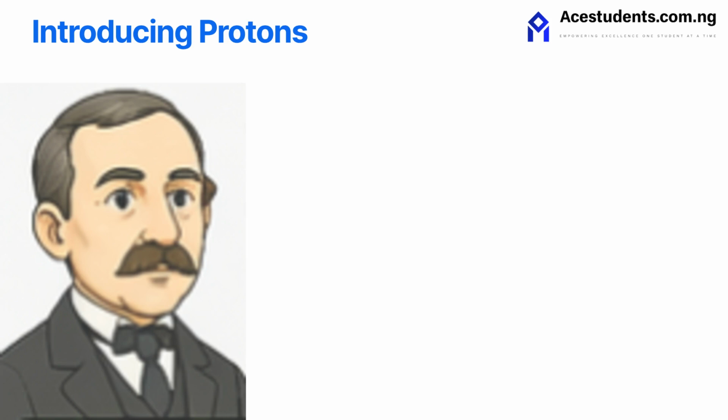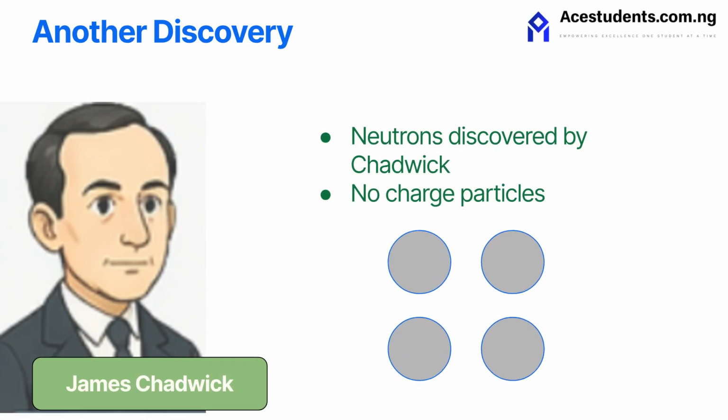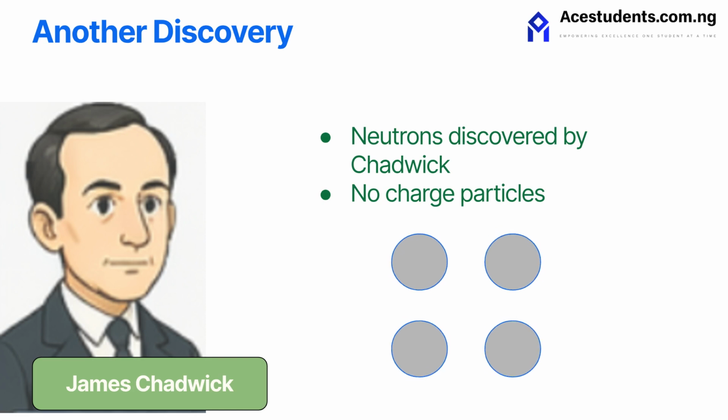Rutherford later went on to discover the proton. These are the positive particles residing in the nucleus, further refining the understanding of the atom's central core. In addition, James Chadwick discovered the neutron, a particle with no charge also found in the nucleus. This completed the understanding of the atom's nucleus.